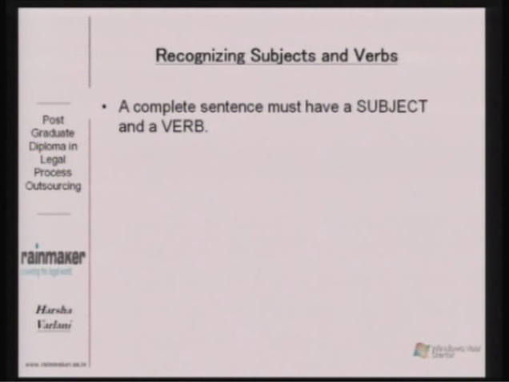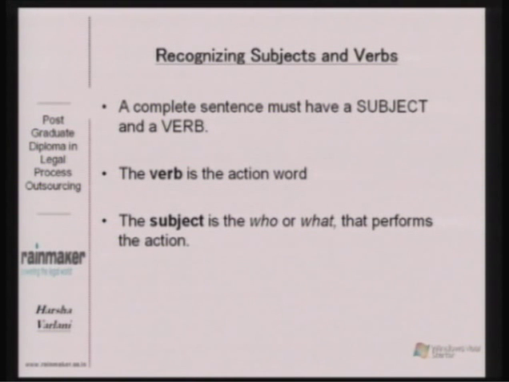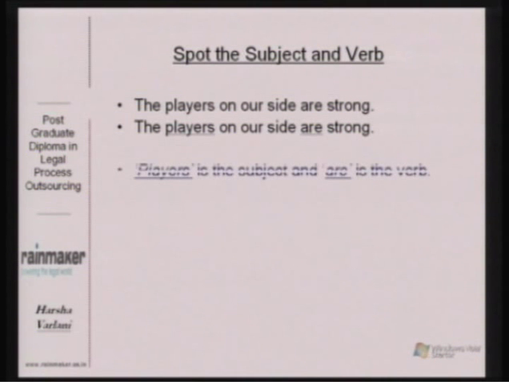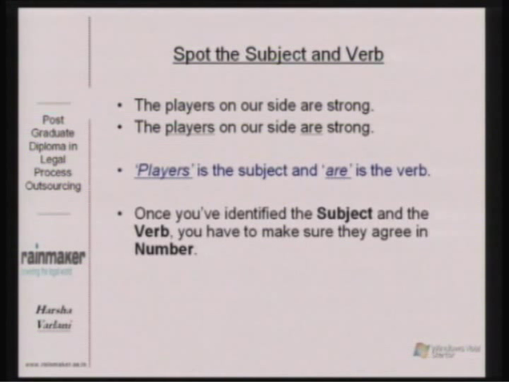Let's look at it. Recognizing subjects and verbs. How do we recognize them? As I have said over and over again, a complete sentence must have a subject and a verb. The verb is obviously the action word. The subject is who or what is performing that action. This is how you recognize which is the subject and which is the verb. The players on our side are strong. Which is the subject, which is the verb? Players is the subject and the word are is the verb.